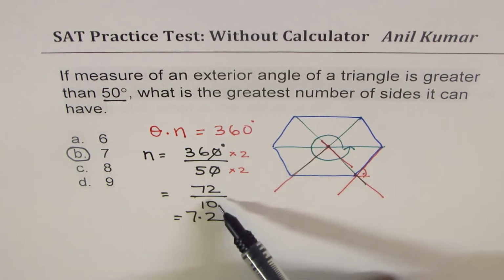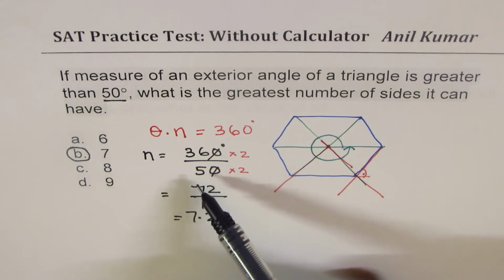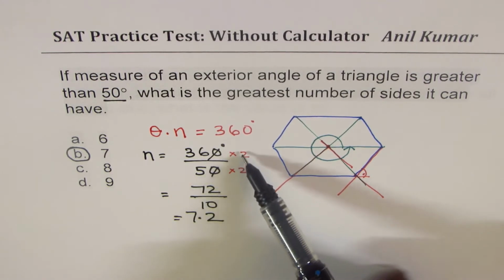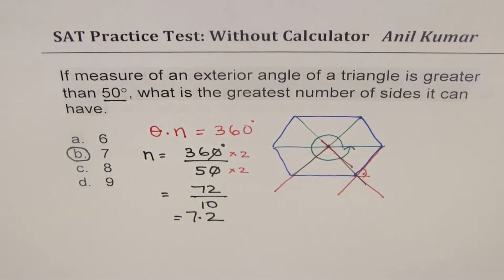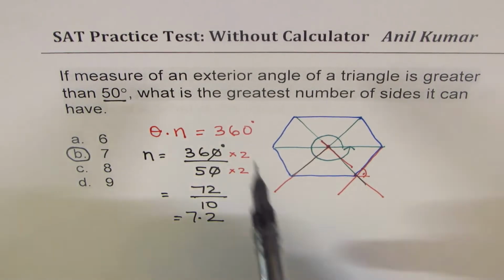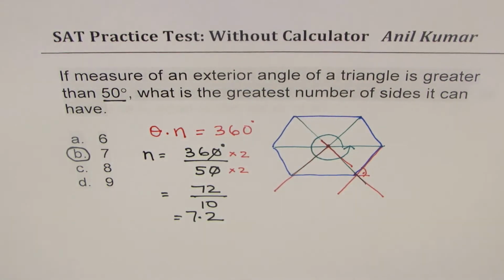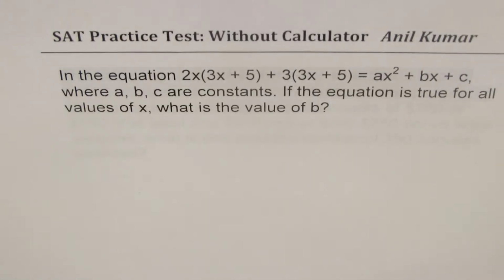See this part of calculation which we have done. It helps. Dividing by 5 is easier. When you multiply both numerator and denominator by 2, you get a simpler number to work with. Since we are doing it without a calculator, it saves a lot of time. Correct? Now we have another very interesting question.